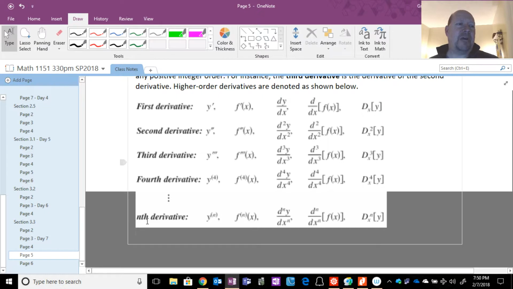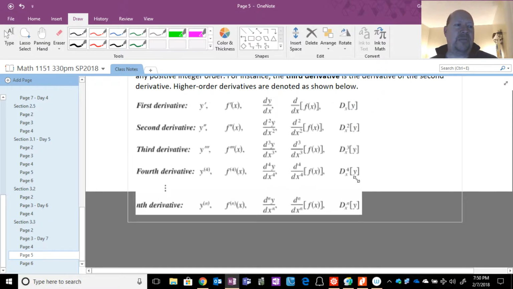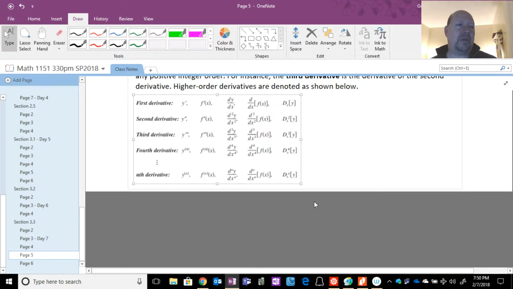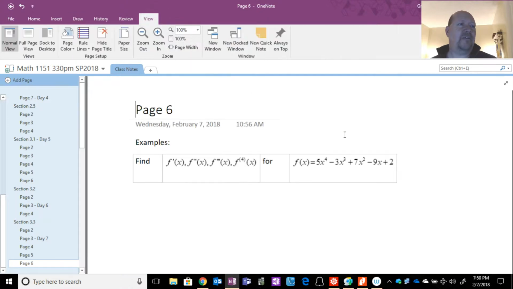They give you all the way out to the nth derivative, meaning, for any order of derivative, showing you some examples there. Okay, so now we get some practice here on the fourth page.